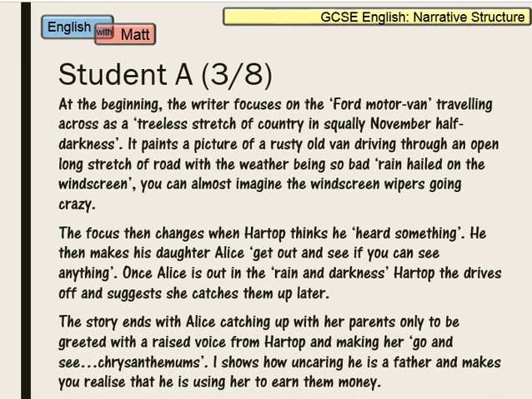The focus then changes when Hartop thinks he heard something. He then makes his daughter Alice get out and see if you can see anything. Once Alice is out in the rain and darkness, Hartop then drives off and suggests she catches them up later. The story ends with Alice catching up with her parents, only to be greeted with a raised voice from Hartop and making her go and see chrysanthemums. It shows how uncaring he is as a father and makes you realise that he is using her to earn the money.